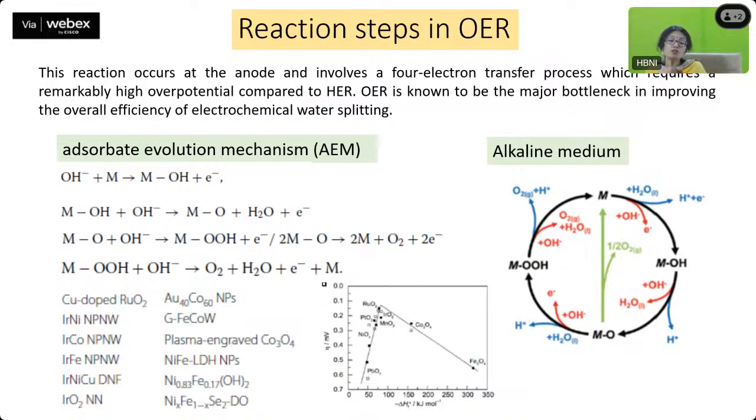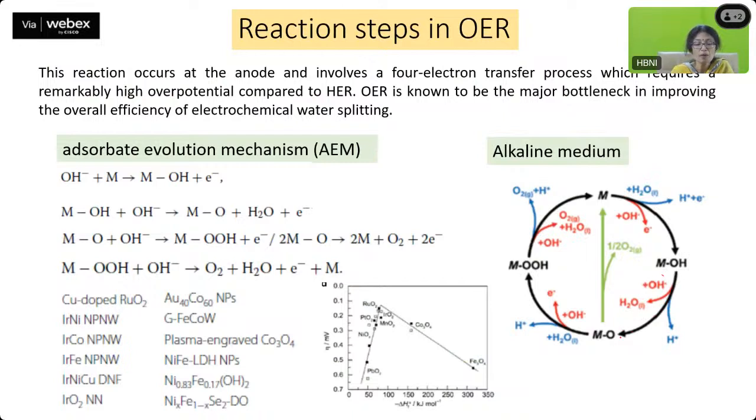Now coming to the different reaction steps in the oxygen evolution reaction. You can have the adsorbate evolution mechanism, or AEM in short form. In this case, OH minus reacts with the metal catalyst and you get MOH with electron generation. Then this MOH reacts with another OH minus, leading to the formation of the MO bond, and it throws out water and also gives out a proton.